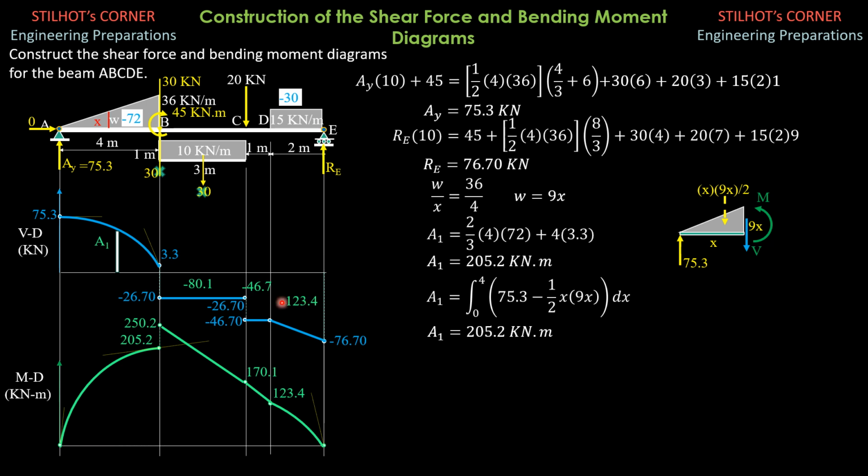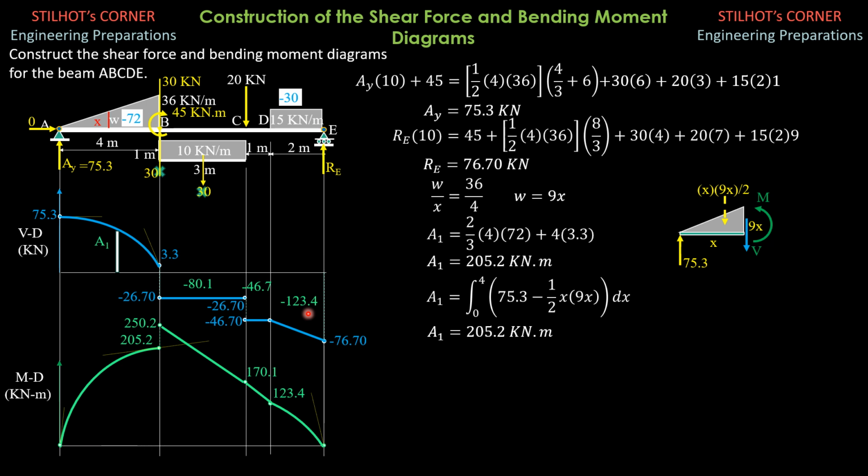For the rest of the areas, rectangle and trapezoids, there's no need to show the calculations. You know the areas. So for instance, the area of this rectangle, negative 26.7 times 3, is negative 80.1, negative 46.7 times 1 is negative 46.7, then 1/2 of the quantity for the trapezoid: 1/2 of the quantity negative 46.7 plus negative 76.7, times 2, is negative 123.4.